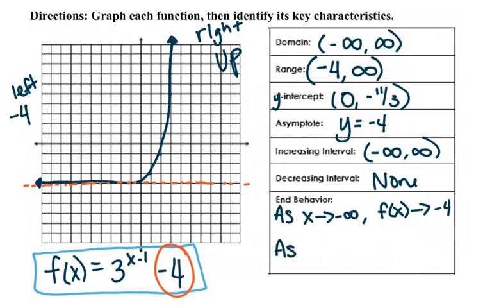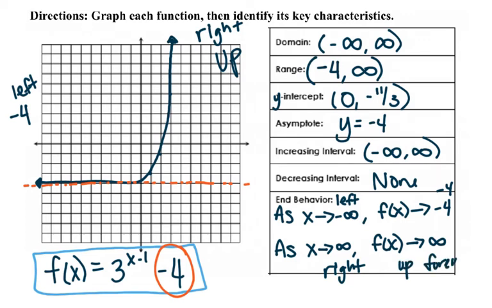If I want to say the right side of the graph, I say as x approaches positive infinity. And we said the graph goes up forever, so it goes to positive infinity. So remember, this is just fancy notation for saying the left side goes to negative 4, the right side goes up forever. And you just have to get used to using the notation and being able to read it.